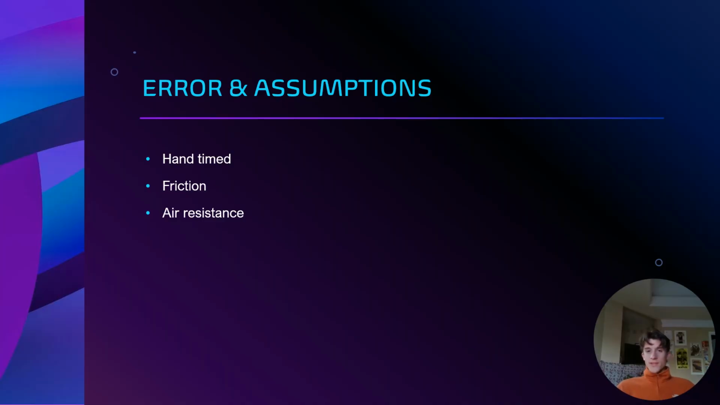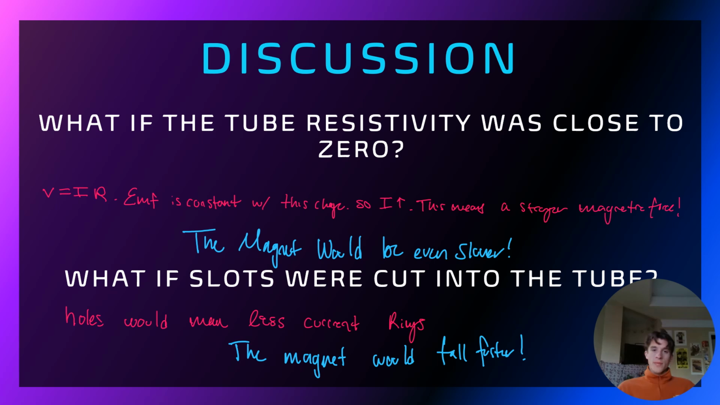So errors and assumptions: we used our phones to time it, so that's not that accurate. There could also be some friction if the bar magnet bounces around as it goes down, wouldn't take a straight path necessarily, and there is air resistance in the lab.